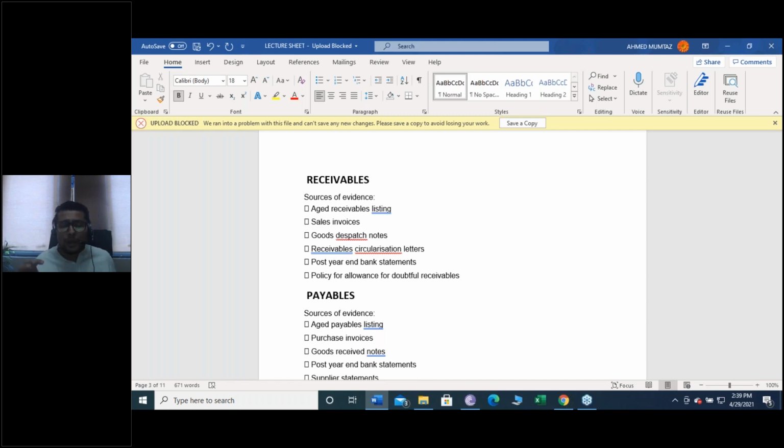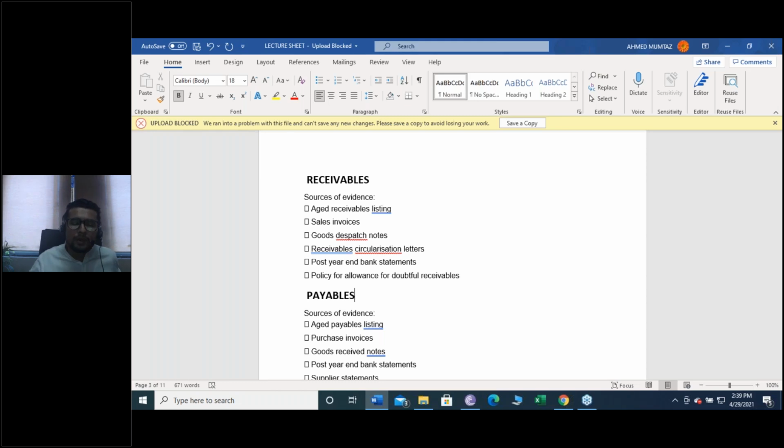Or maybe you might want to figure out certain old receivable out of the age receivable listing, and then you want to review the correspondence between the client and those receivable. Maybe there is a dispute going on, and that is why they are not paying and they need to be written off. So you see, receivable listing, age receivable listing is a very important source of evidence when it comes to receivables.